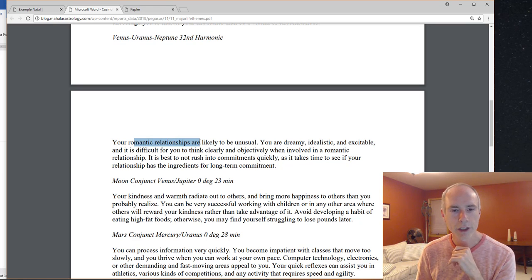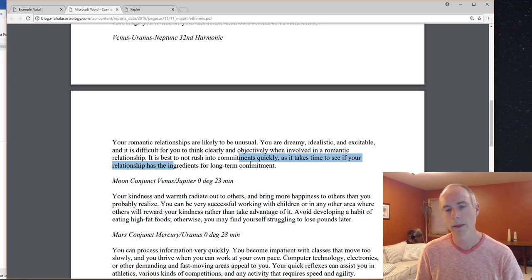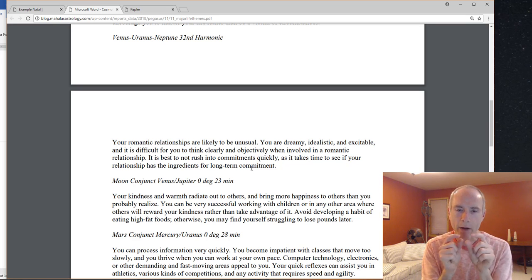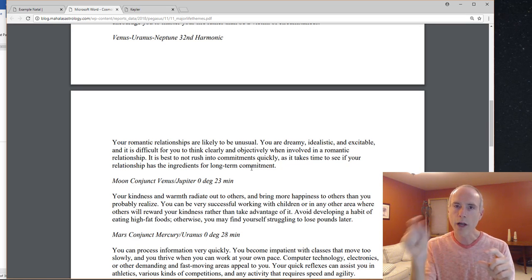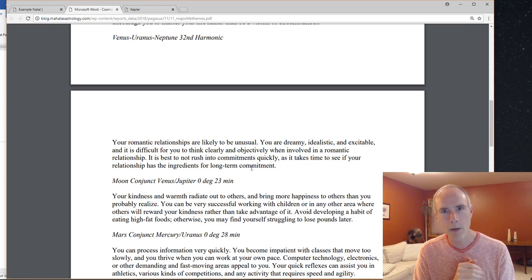Your romantic relationships are likely to be unusual. You are dreamy, idealistic, excitable, and it is difficult for you to think clearly and objectively when involved in a romantic relationship. It is best not to rush into commitment quickly, as it takes time to see your relationships as the ingredients for long-term commitment. They found one little attribute that goes off to describe that 32nd harmonic.